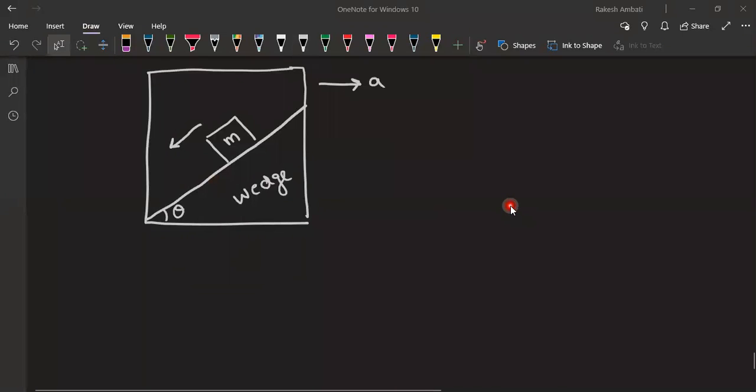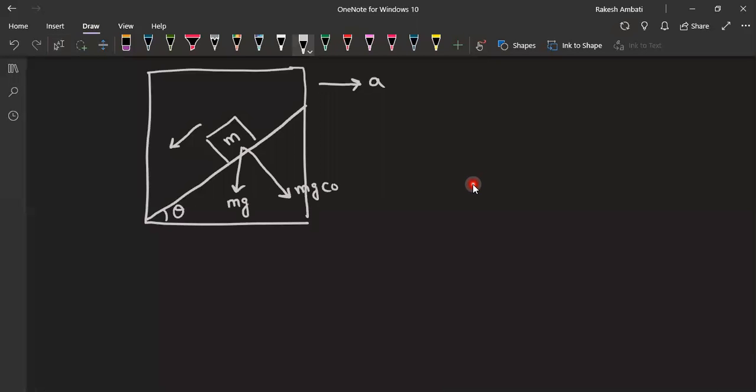Keep this point in mind: it is a wedge. Now let us proceed. m is the mass, so weight is mg vertically downwards. Then this component is mg cos theta, and mg sin theta is down the inclined plane.